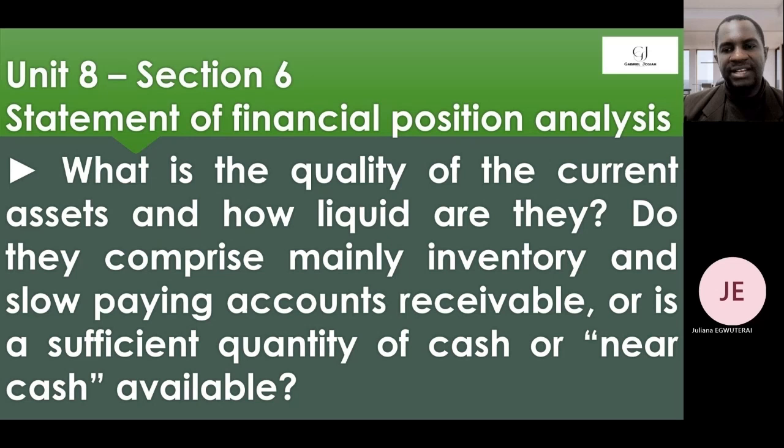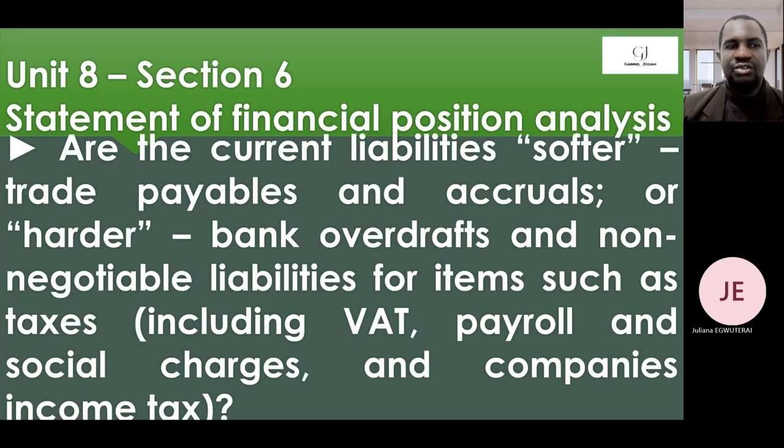Also, another question in analyzing the SFP is, what is the quality of the current assets? How liquid are they? Do they comprise mainly inventory and slow-pay receivables, like we saw in Dan Kabir? Or do you have a sufficient quantity of cash or cash equivalents available? These are questions you ask in SFP analysis. Also, are the current liabilities softer, such as trade payables and accruals, or harder, such as bank overdrafts and non-negotiable liabilities like deferred taxes, VAT, payroll, social charges and company income tax? Soft current liabilities like trade payables and accruals are essential in our analysis, while harder ones like bank overdrafts that have interest, or non-negotiable liabilities you must pay to the government, such as taxes and other statutory remittances, are the components and percentages we should analyze very critically.